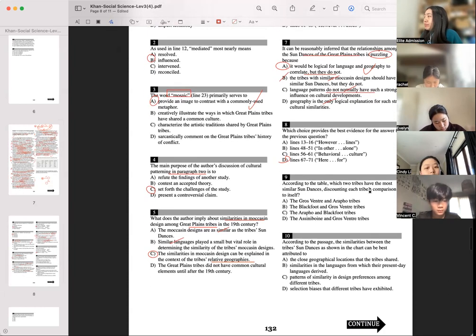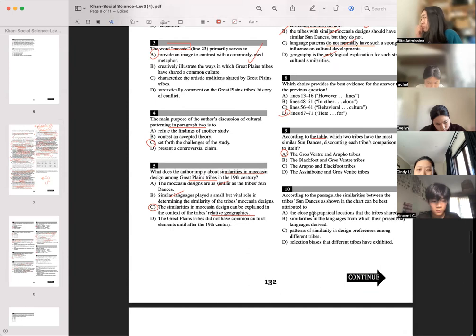Question 9. That is the table, right? The graph question, just related to the data. So the answer will be B. Oh, sorry, A. The next one. Question 10, the answer is B.